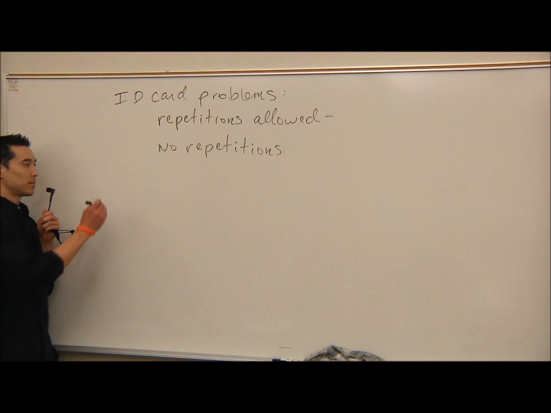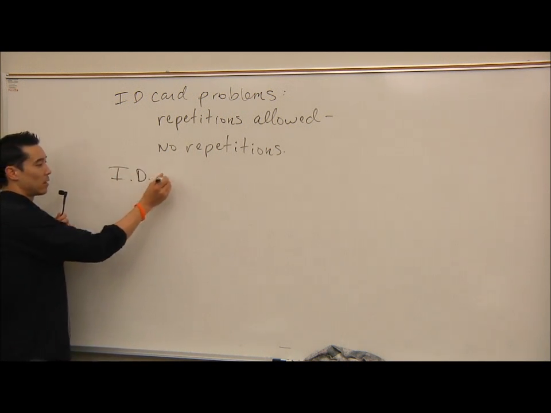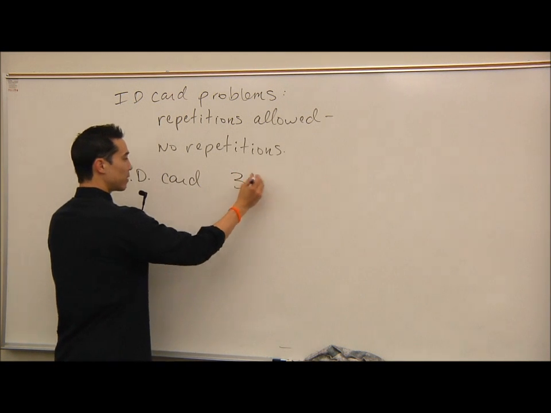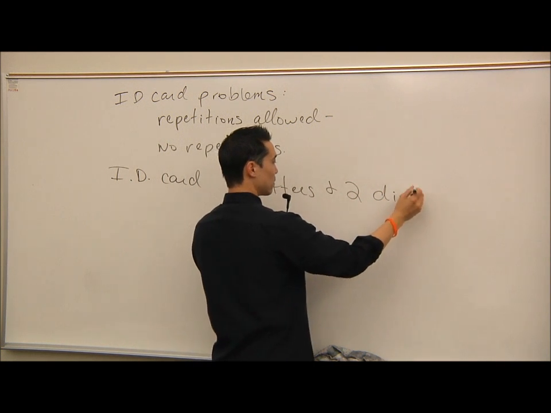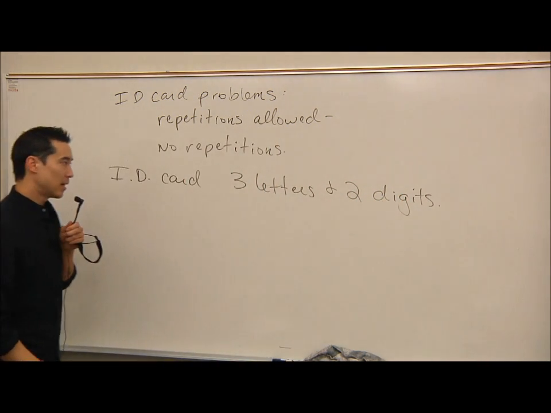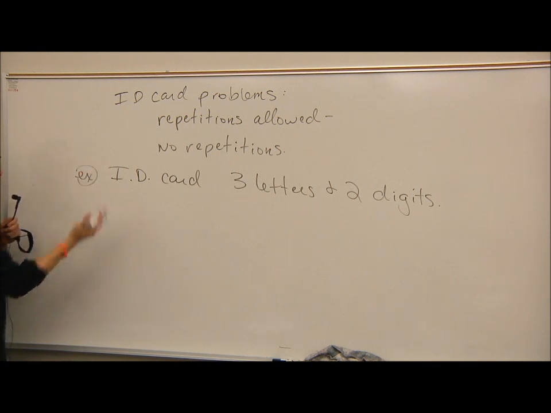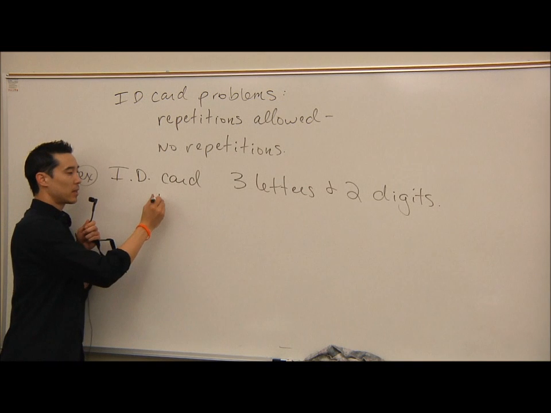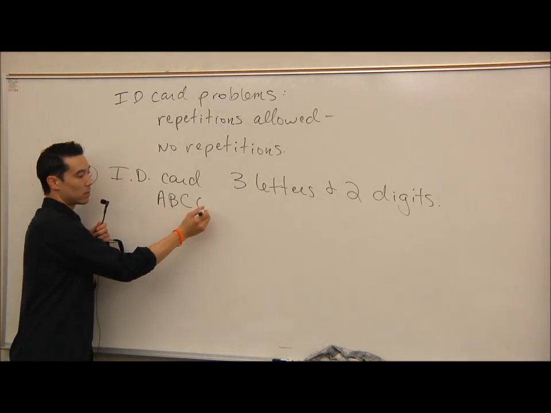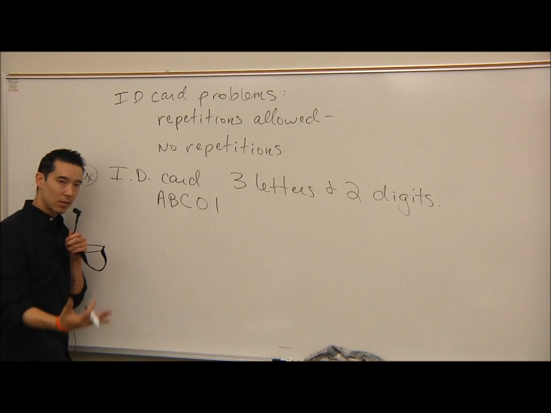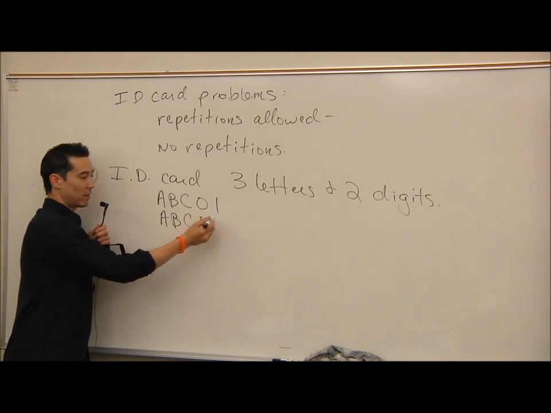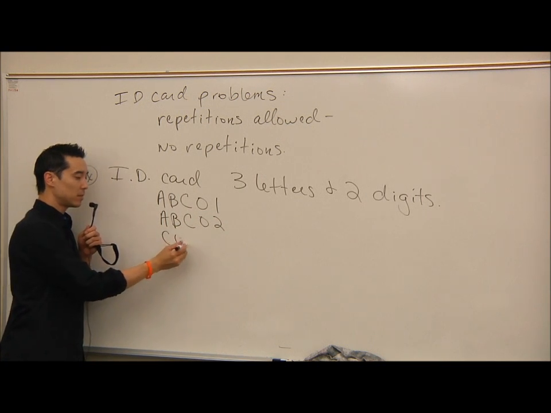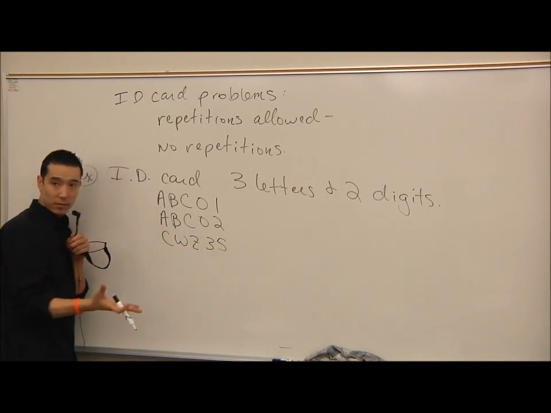Okay, let's do an ID card problem. So let's say we have an ID card, and it consists of 3 letters and then 2 digits. So here's my example. I have an ID card, 3 letters, and 2 digits. For example, it could be ABC01. That could be my ID card, right? What's another one? ABC02. Okay, sure. Creative. So any 3 letters, you know, CWZ 35, whatever. Okay, this is my ID card.